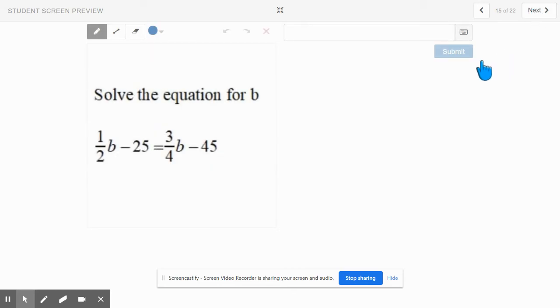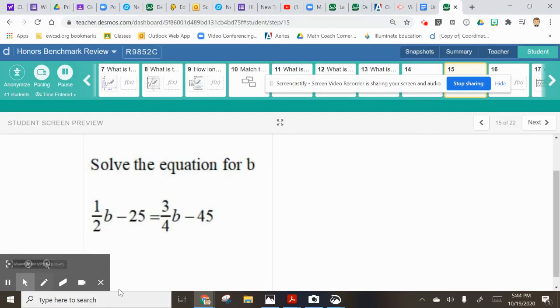Cool. Ooh, try this one, guys. What do you do first? Remember, you got to handle your fractions. Handle your fractions first. Go ahead and change them to like denominators, and then move your letters to the left, numbers to the right, and try to solve the rest of this for me, okay?